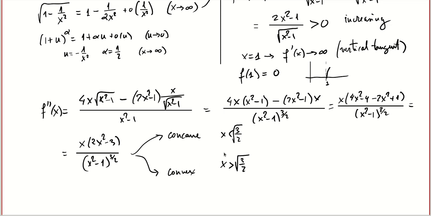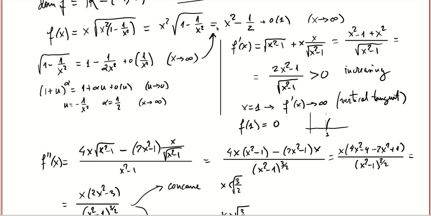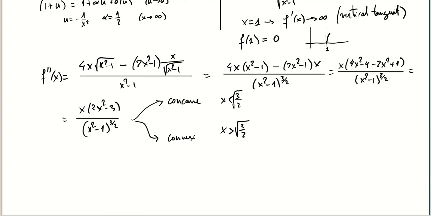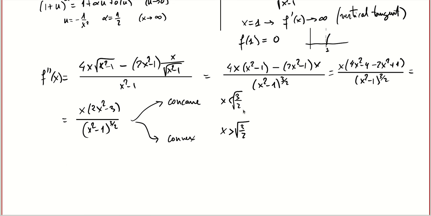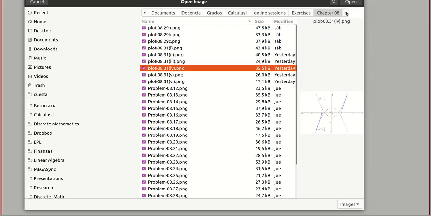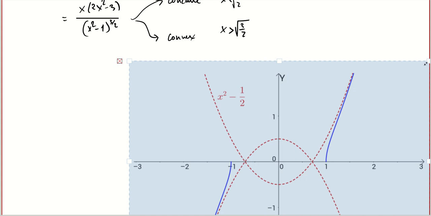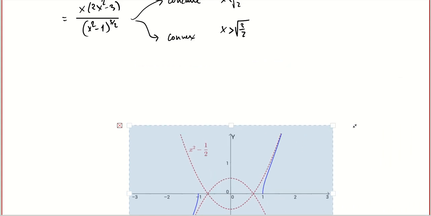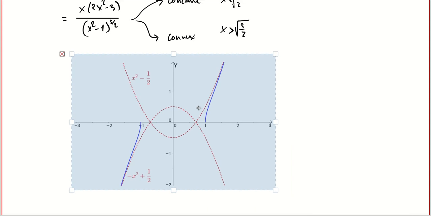It makes sense that it's convex for large values of x, because for large values of x we know that the behavior is going to be very close to this parabola, and parabolas like this with a plus sign here, they are convex. Okay, so it's going to be asymptotically convex, but it starts being concave. So there is an inflection point at the point square root of 3 halves, right? So if we gather all this information together, this is what the function looks like. Okay, that's the picture of this function.